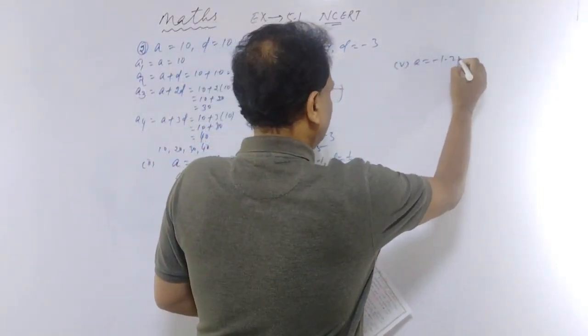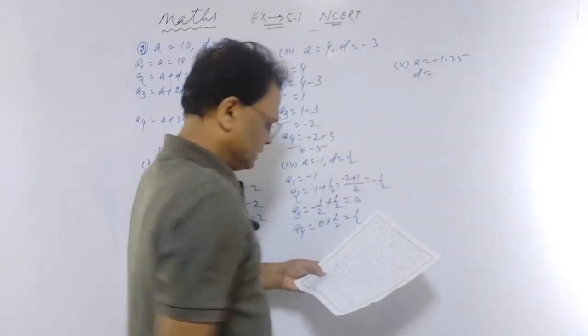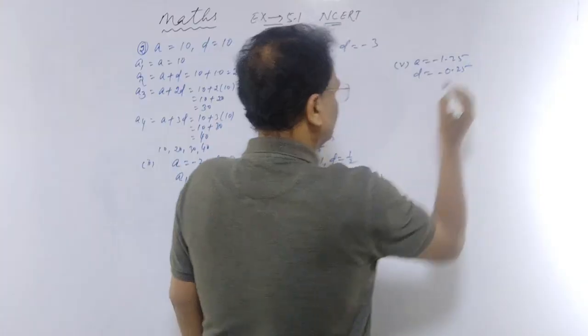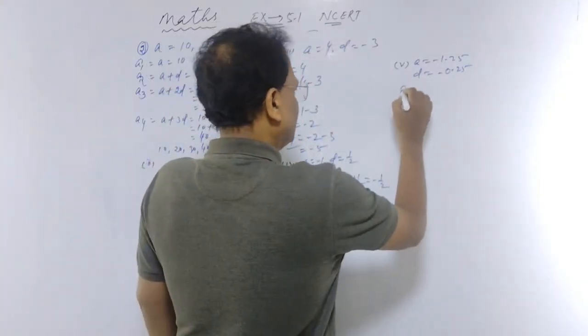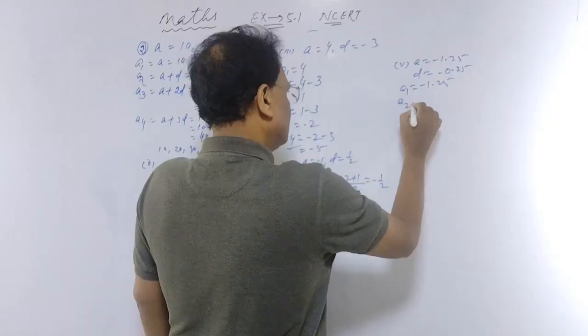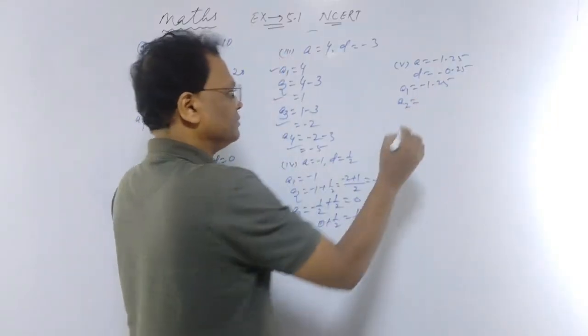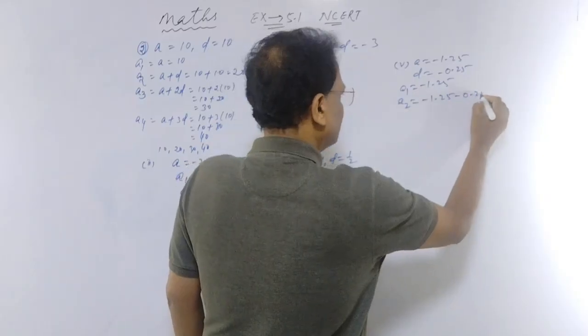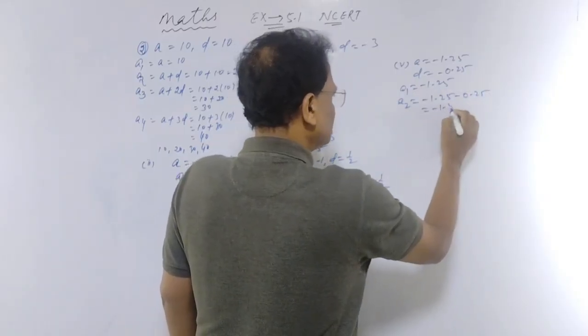A is equal to minus 1.25 and D is equal to minus 0.25. Very simple. What is your A1? A1 is equal to minus 1.25. A2 is equal to the first term plus D. First term is this one, D is this one. If I find it, my answer will be this one.